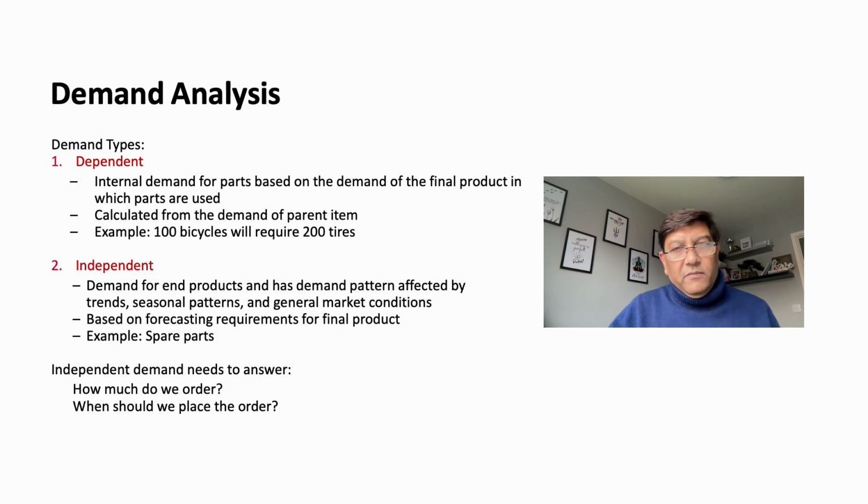These both demands we need to forecast by looking at the pattern, by looking at the data, what happened in the previous year. So we need to forecast the requirement of the final product, and we need to decide on the dependent or the independent demand. And based on the dependent and independent demand, our inventory decisions will be based on those two types of demand as well.